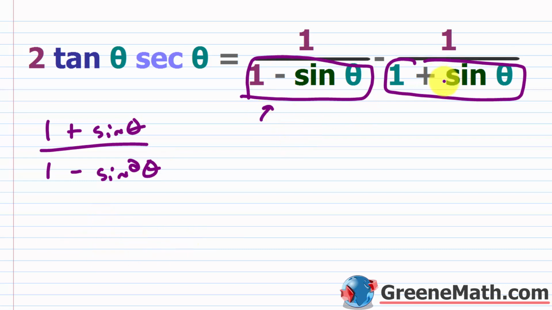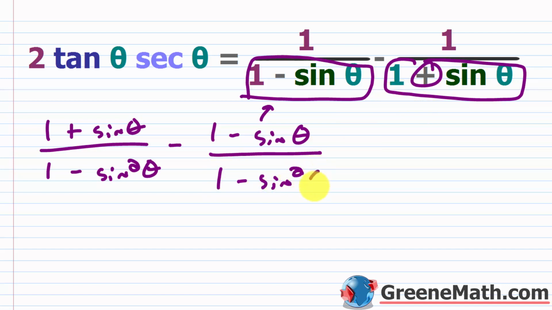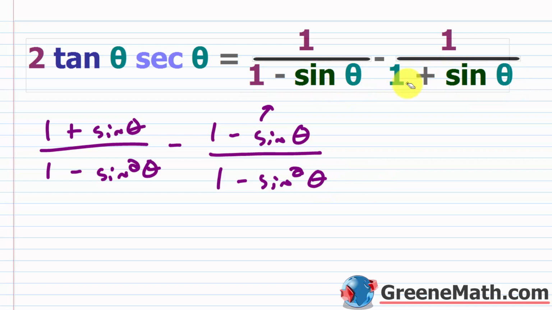For this part right here, I have a plus here, so basically, this part is going to be a minus. So I'm going to put a minus here, and I'm going to end up with what? 1 minus sine of theta in the numerator, because again, I'm going to multiply by 1 minus sine of theta here, 1 minus sine of theta here, and then down here it's the same thing, right? It's going to be 1 minus sine squared theta, okay?